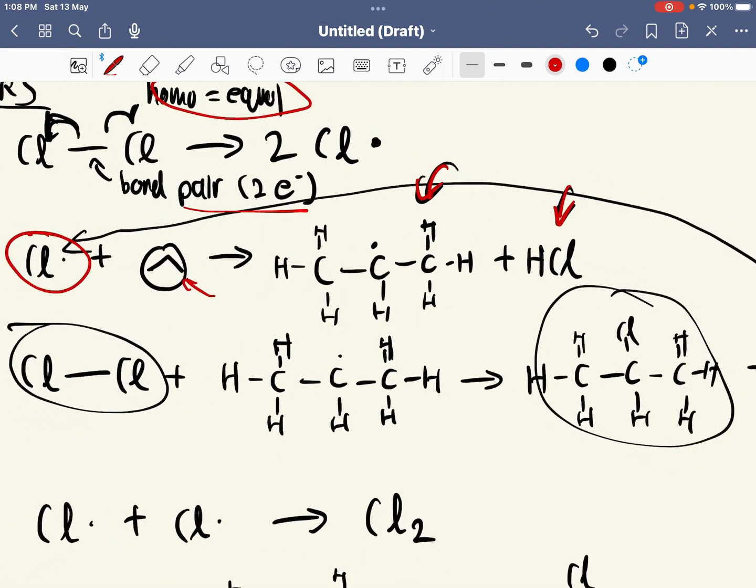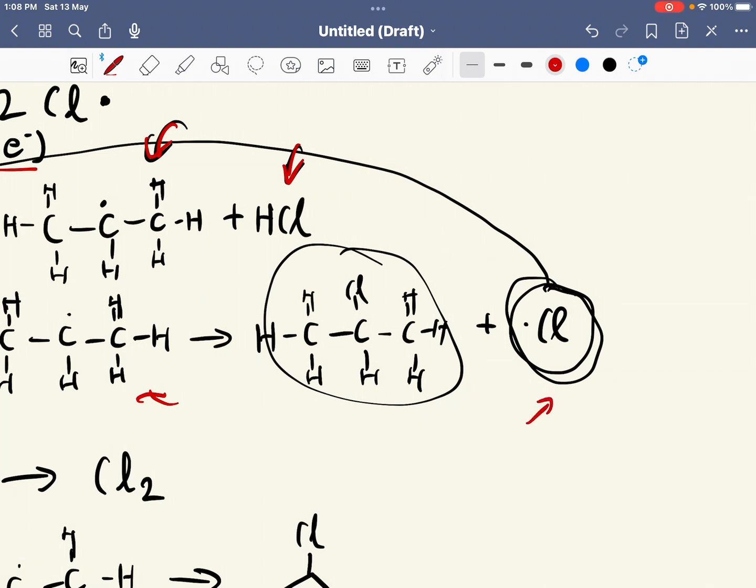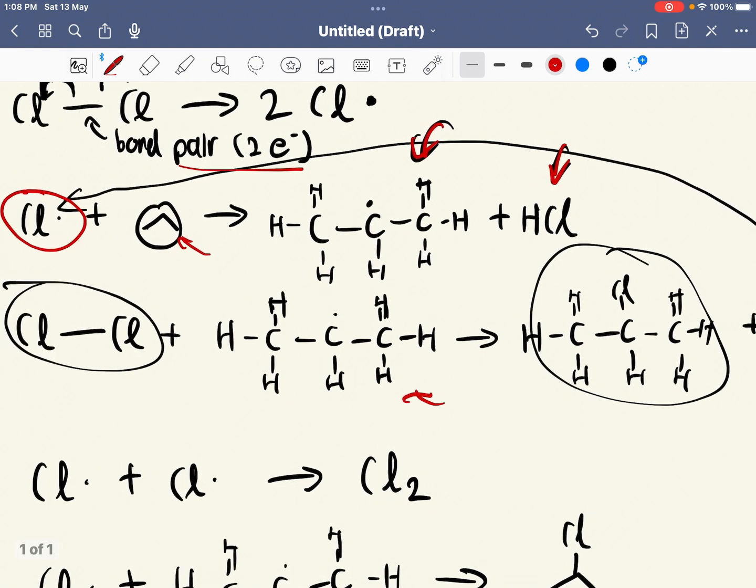So always remember that the product of each reaction will create a radical. So it's alternating between the halogen radical and the alkane radical. So if my reagent is an alkane radical, like as we see in the next step over here, then our product will be a halogen radical. So it's always alternating. It's a good rule of thumb to remember.